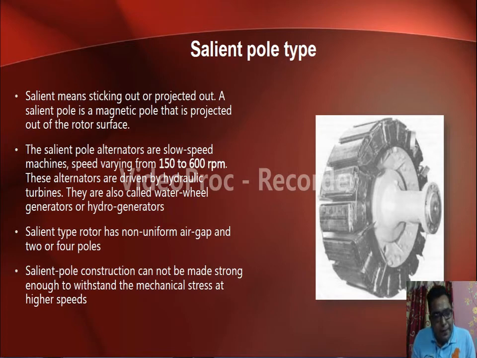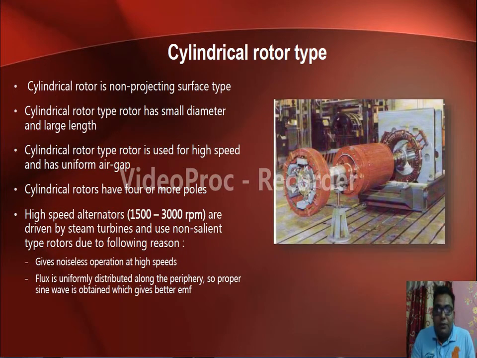Next, the last point: the salient pole construction cannot be made strong enough to withstand the mechanical stress at higher speed. So, as we know, it cannot be used for high speed. Its mechanical structure is not so strong, so at high speed there will be some crack or damage in the system.